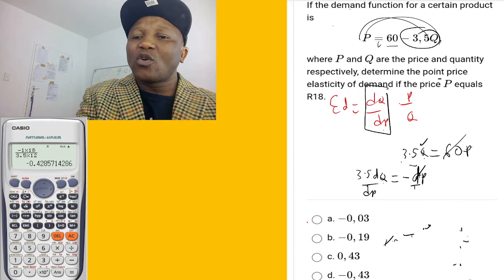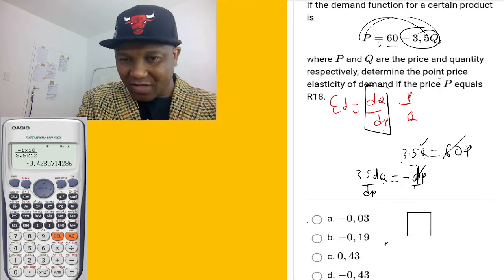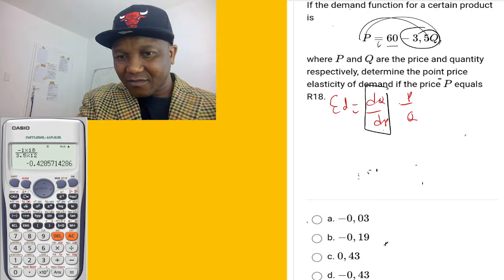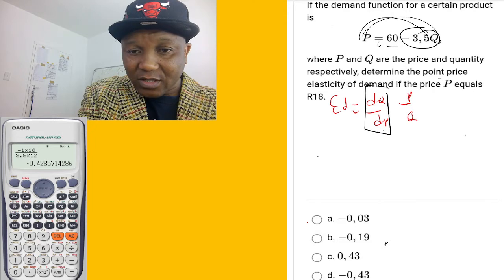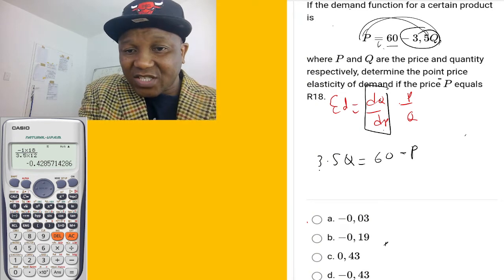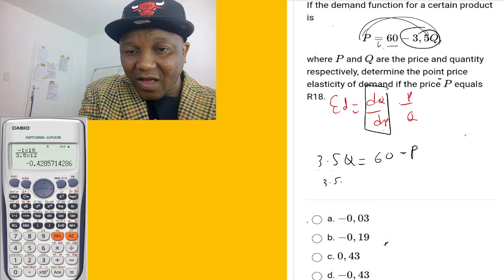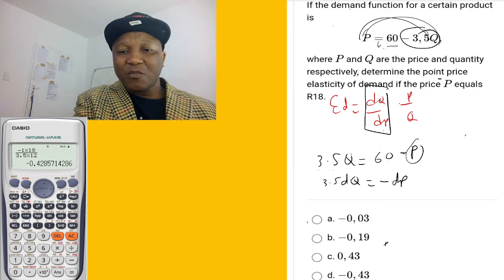Okay, wait, I'm doing something wrong. We want dq over dp. My apologies, I have to do it again slowly. It's going to be 3.5q equals 60 minus p. Differentiate 3.5q, it gives us 3.5dq. The 60 does not have a p or q, so it becomes 0. When you differentiate, this is going to be minus. This p becomes dp because we differentiate only p. Same here, this q became dq.